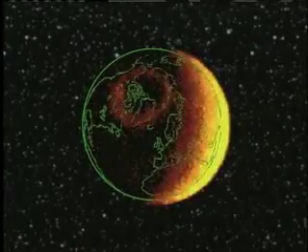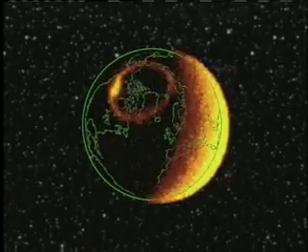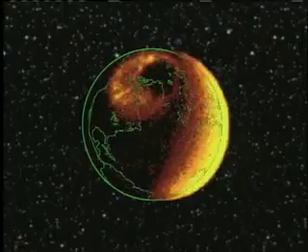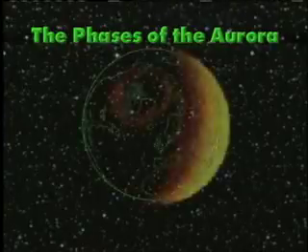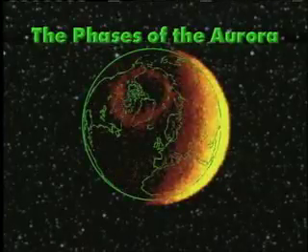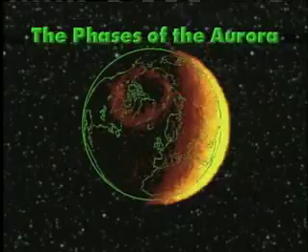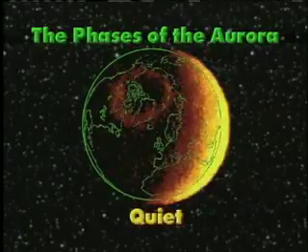The evolution of every aurora tends to follow a similar sequence. We call this an auroral substorm. The following images show a typical sequence of an auroral substorm. The first image shows a quiet oval before any activity begins. This is called the quiet phase.